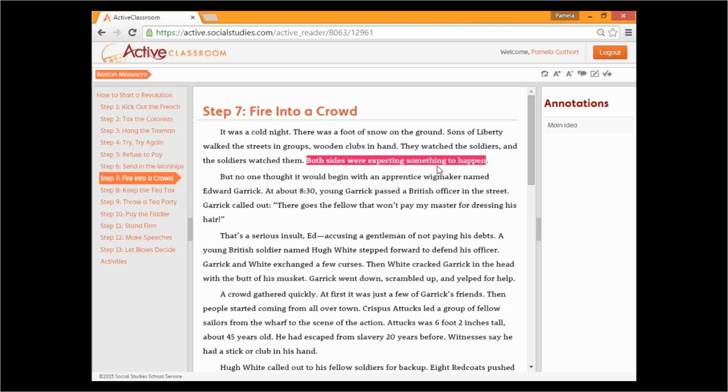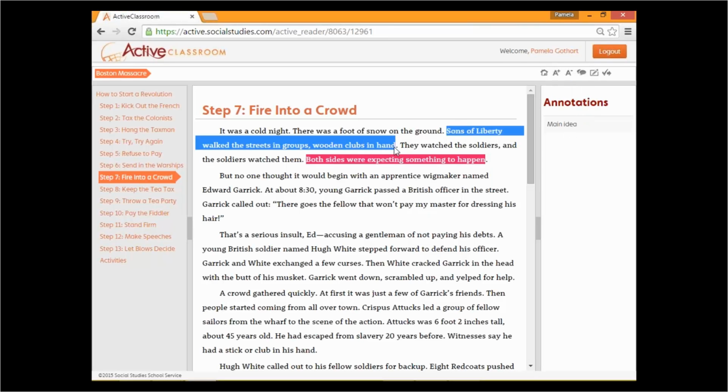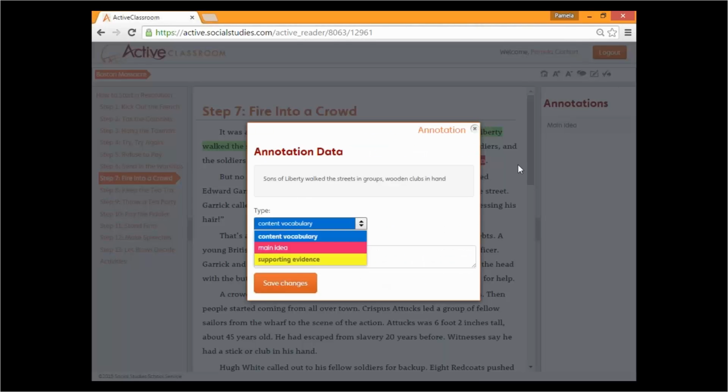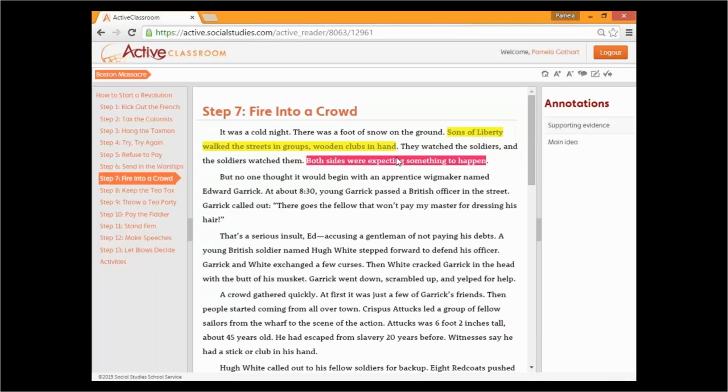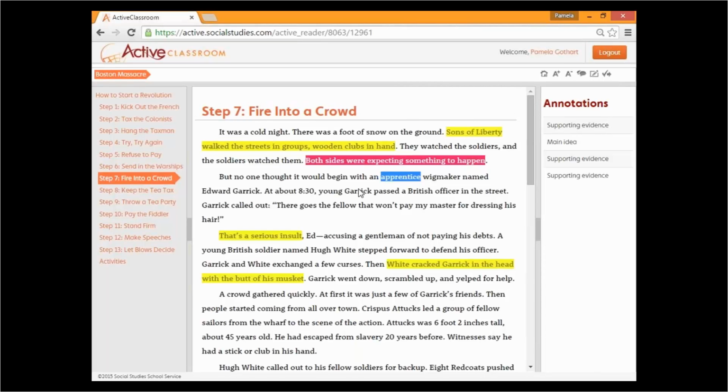So we have main ideas highlighted, and on my right-hand side here, I have under annotations, main idea. Let's do something else. I'm going to drag my cursor across and highlight again. I'm going to go up here to my icon and get my pen and paper. And this time, I'm going to select supporting evidence. Now, I have in yellow supporting evidence. And you can see, again, it's on the right-hand side under annotation. Let's highlight a few more things and see what it looks like. I've added some more, and we have supporting evidence in several places.